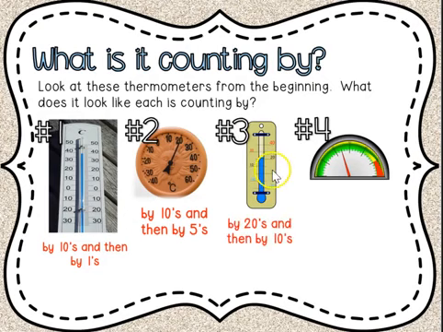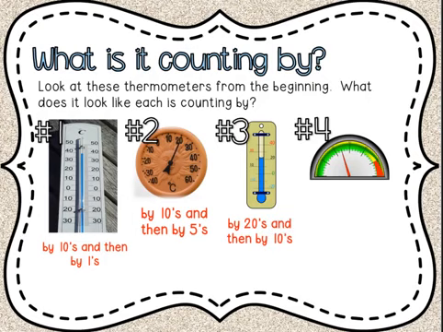Number 3 goes from 0 to 20 to 40, but there's a little hash mark in between those. This time it's 20 divided in half. The big numbers go by 20 and the dashes go by tens.